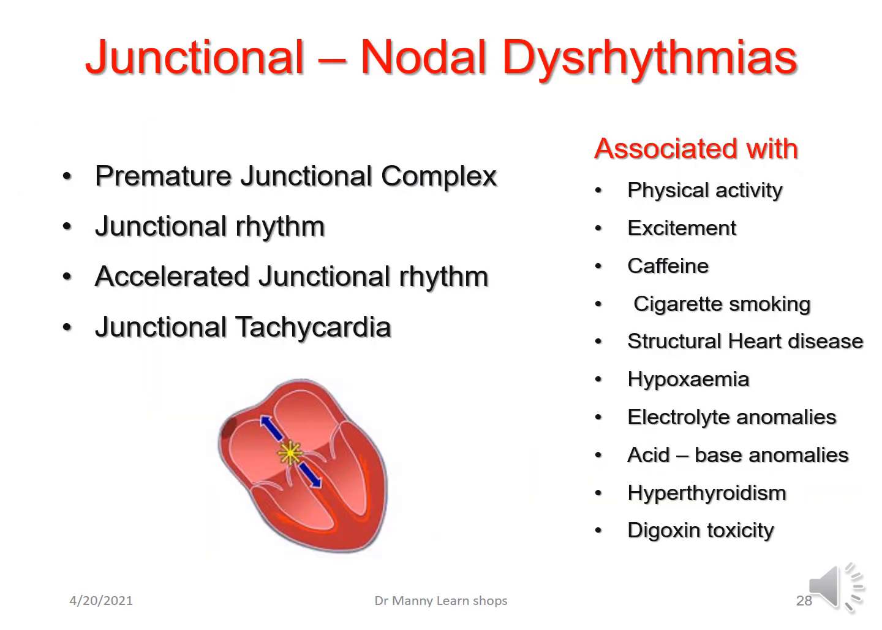So when we look at junctional or nodal dysrhythmias, AV nodal dysrhythmias, the 4 that we're going to focus on are premature junctional complexes, junctional rhythms, accelerated junctional rhythms, and junctional tachycardia. And these can be associated with sympathetic nervous system stimulation, physical activity, excitement, caffeine and cigarette smoking, stimulants, structural heart disease, more problematic things like hypoxia or hypoxemia, electrolyte abnormalities such as hyper or hypokalemia. Then you've got acid-base disturbances, hypothyroidism again, and digoxin toxicity.